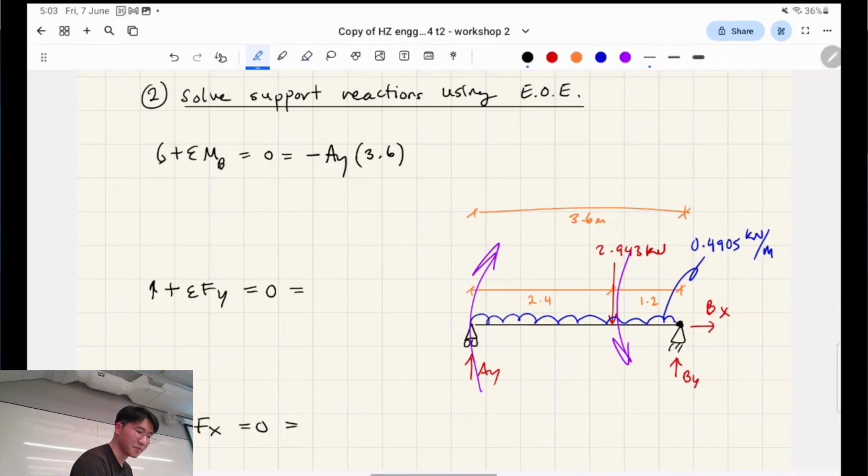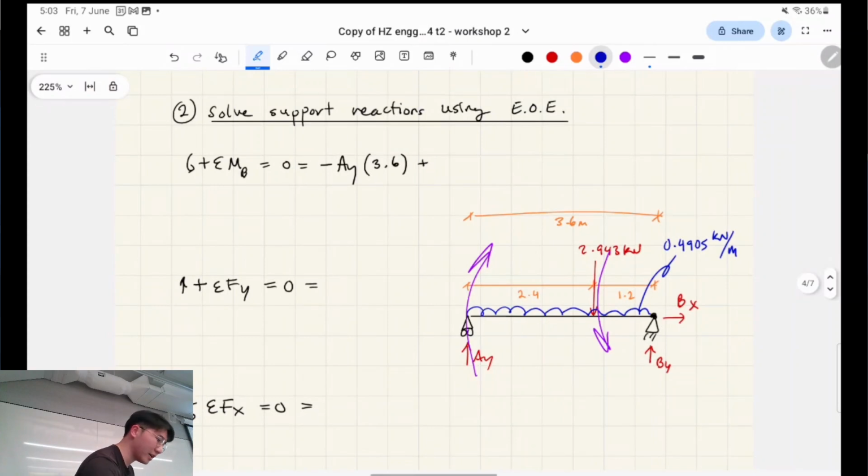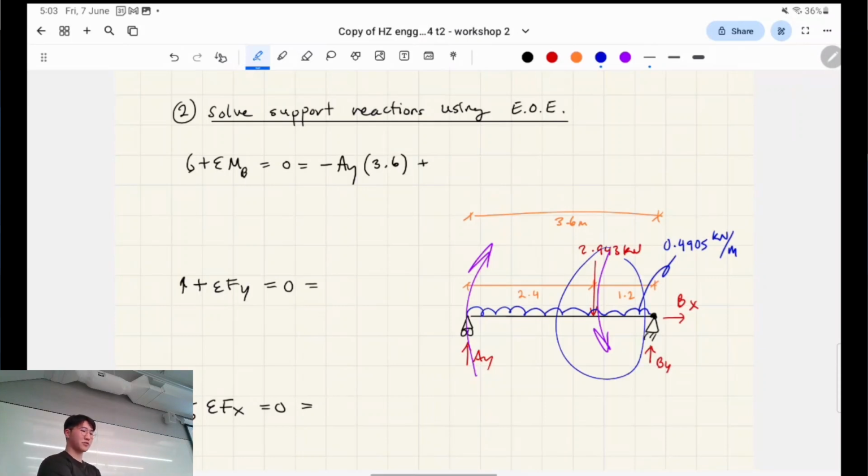That's because the perpendicular distance from B to A is 3.6 meters. Okay, next we're going to account for our, you know what, I'll do the point load first. So we have this point load of 2.943 kilonewtons, right? Is that going to cause a positive or negative moment about B? Positive, very good. Okay, so that one I'll do in red.